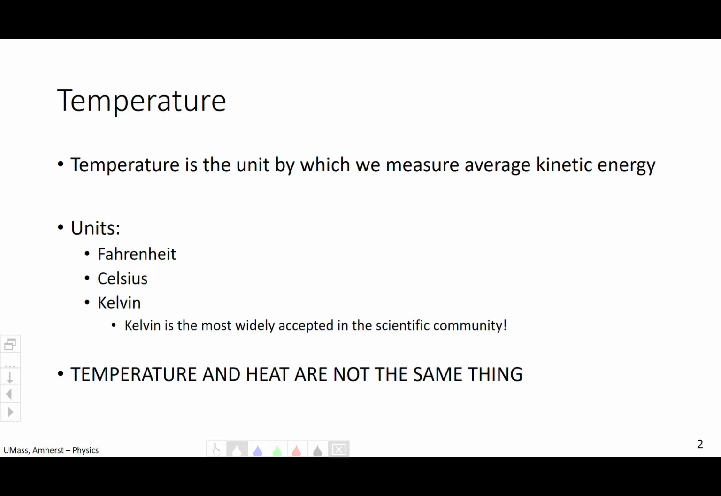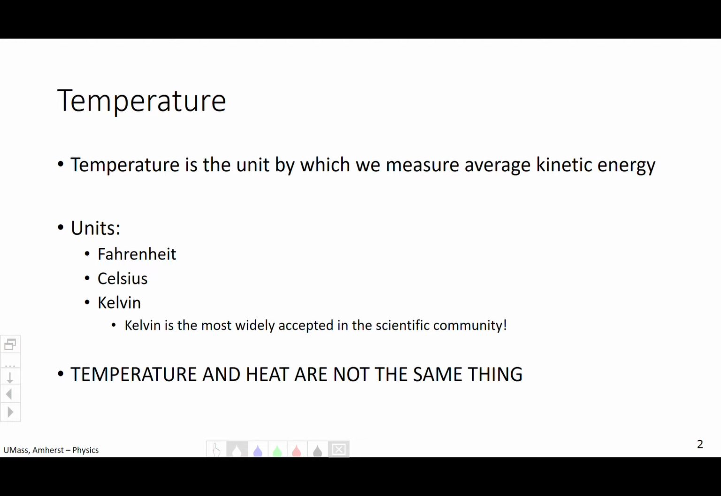We have units of Fahrenheit, Celsius, and Kelvin. Kelvin is the most widely accepted for science because it starts at absolute zero. It is an absolute scale. It uses the same increments as Celsius, but it starts at zero, which is absolute zero, whereas Celsius's zero is the freezing point of water. Its scale is the same, so 1 Kelvin is the same difference in temperature as 1 degree Celsius. There are no degrees Kelvin. That's not a thing. It's just Kelvin. Okay, this object is 200 Kelvin, not degrees Kelvin.